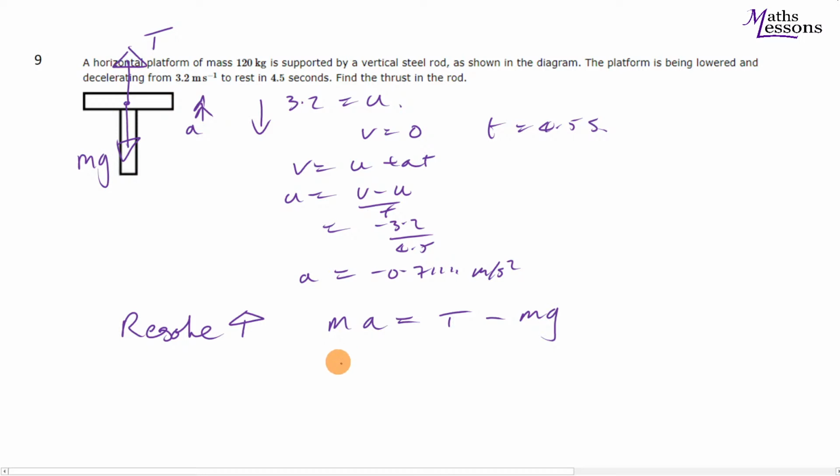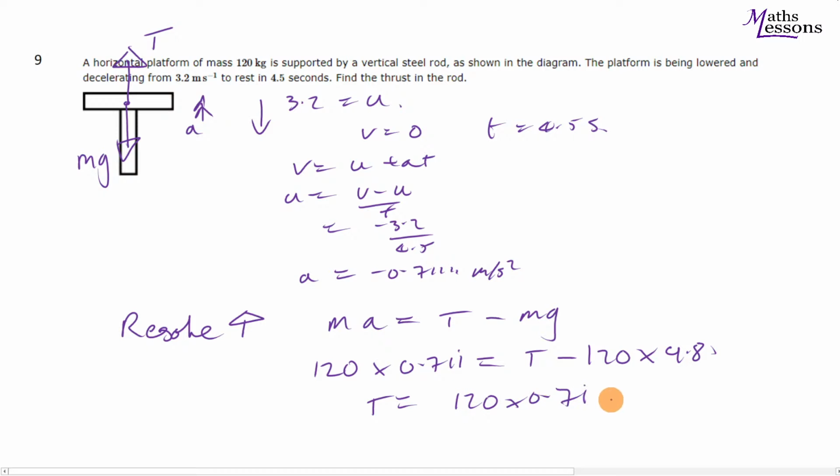And so therefore we've got 120 times 0.71 recurring equals T, the thrust, minus mg, 120 times 9.8. So T will equal 120 times 0.71 recurring plus, that's going to be a plus, let's just change that so it looks like a plus, plus 120 times 9.8. And that comes out to be 1,261 newtons to the nearest newton.